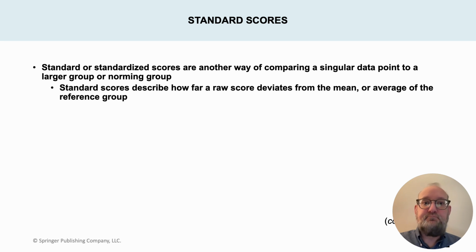For example, if the mean score on a test is 50 and the standard deviation is 10, a score of 60 would have a z-score of 1, indicating that it is one standard deviation above the mean. Conversely, a score of 40 would have a z-score of -1. This indicates that it is one standard deviation below the mean.